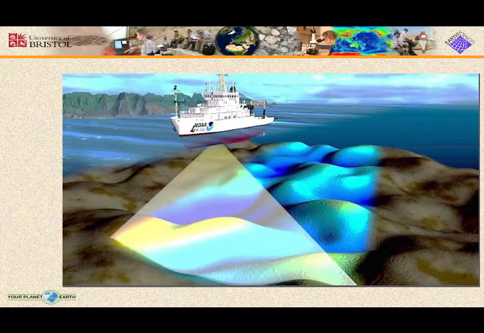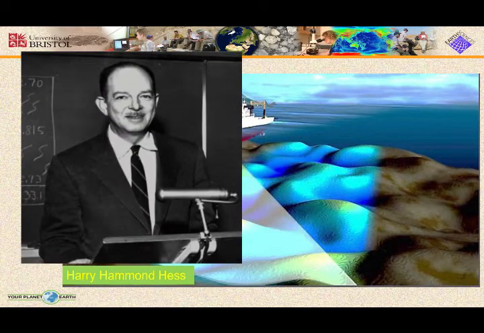It happened that the command of one attack transport ship, the USS Cape Johnson, was given to Harry Hammond Hess, a geologist from Princeton University. Hess, in his late 30s, wanted to continue his scientific investigations even while at war, so he left his ship's sounding gear on all of the time, not just when approaching port or navigating a difficult landing. What Hess discovered was a big surprise.